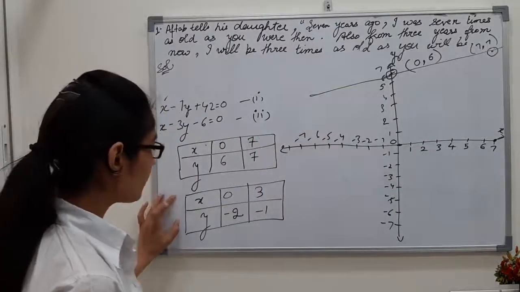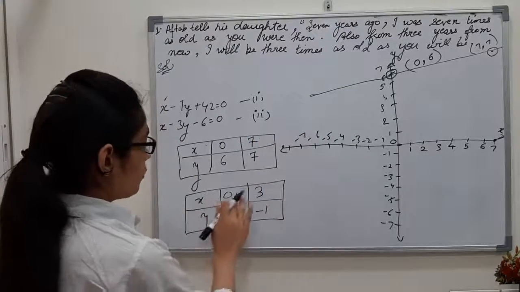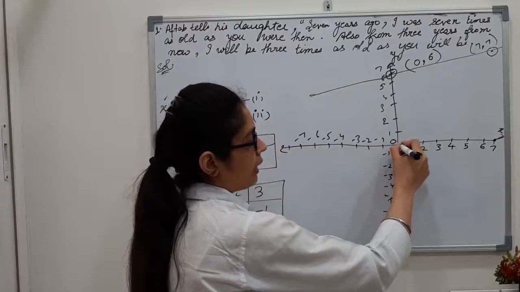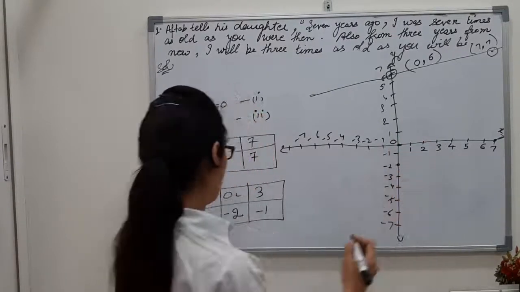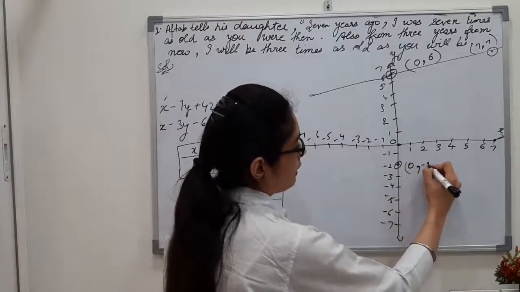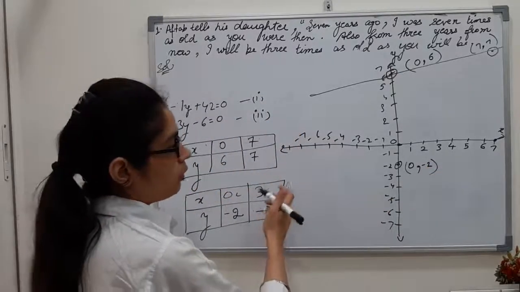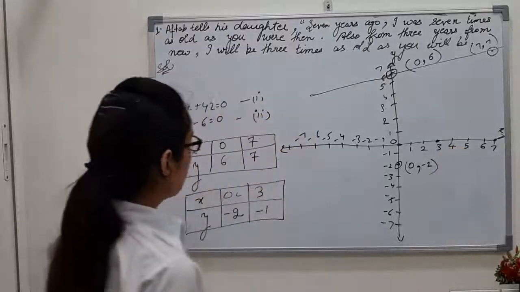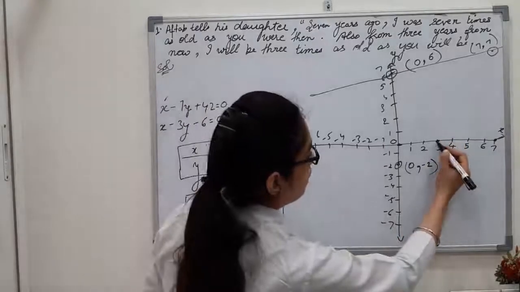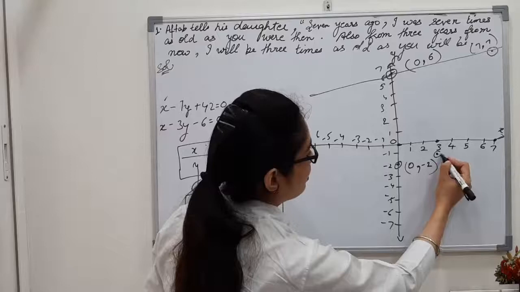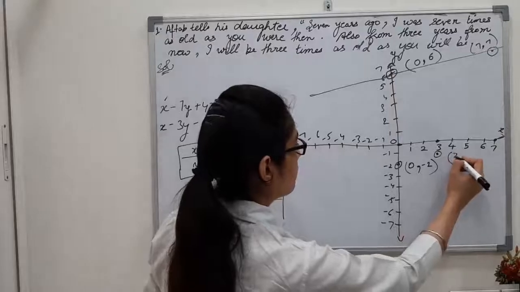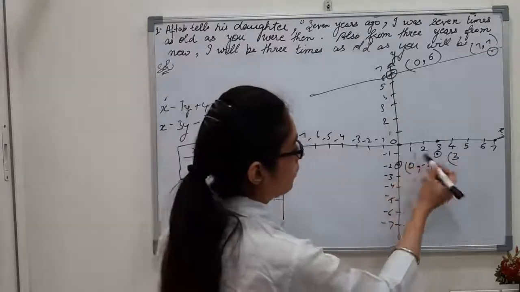Now let's plot the second equation. Second, for x equal to 0, your y is -2. X 0 will be here and y, negative y. This is your negative y. So here is the point, 0 and y is -2. Then 3 and -1. Positive 3 here and -1. So here you have to come straight down. So this is the point. X is 3 and y is -1.